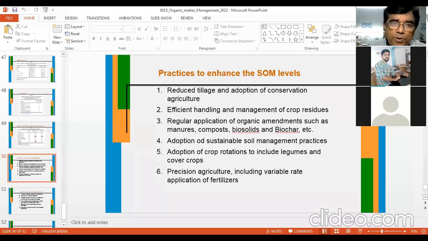Adoption of sustainable soil management practices. It is also important to conserve the organic matter in soil. Whatever we have added to the soil must be conserved. That means we need to reduce soil erosion. That will lead to sustainable soil management. Adoption of crop rotations to include legumes and cover crops, green manure crops can add organic matter to the soil. Precision agriculture, including variable rate application of fertilizer, can also improve organic matter content in soil. Fertilizers help in the improvement of organic matter in the soil.